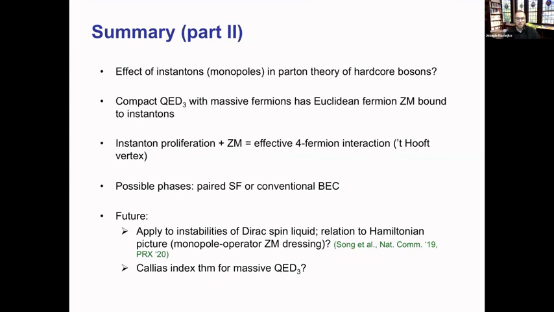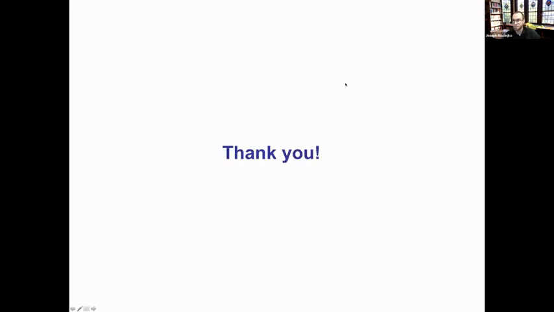Okay, so this is all I wanted to talk about. In the first part of the talk, I argued that there are new universality classes of critical phenomena that show up in these lattice QED3 theories and that have interesting condensed matter interpretations. And in the second part, taking into account the effect of instantons, I showed that QED3 with massive fermions has Euclidean fermion zero modes bound to the instantons that give rise to symmetry breaking effects that accompany confinement. So I'd like to thank you for your attention, and I'm happy to take any questions.